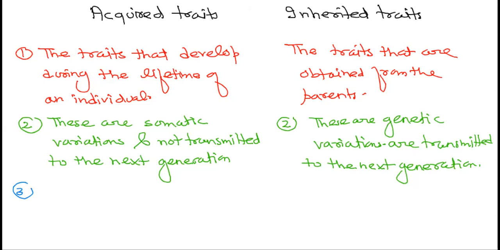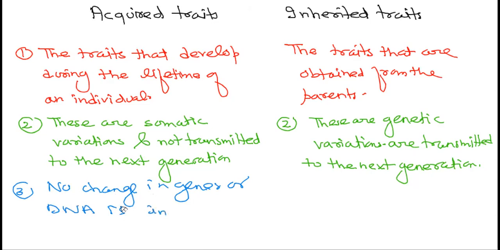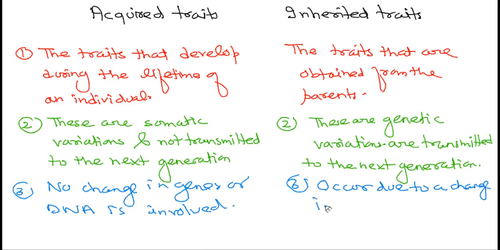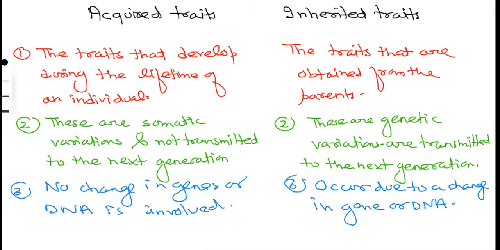I just want to add a few more points. In acquired traits, no change in genes or DNA is involved, while over here we can mention that inherited traits occur due to a change in genes or DNA, right? Yes, ma'am. That's it.